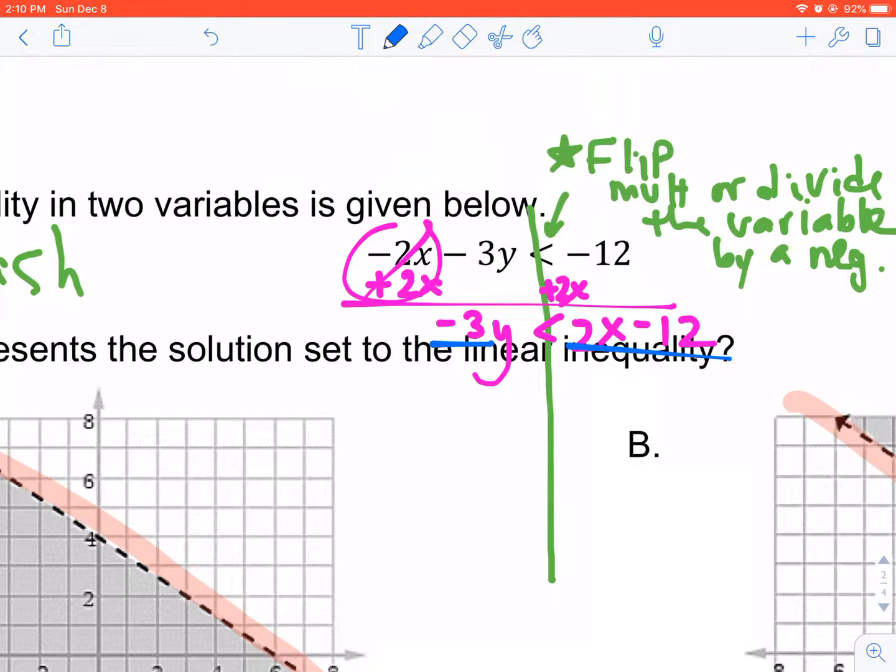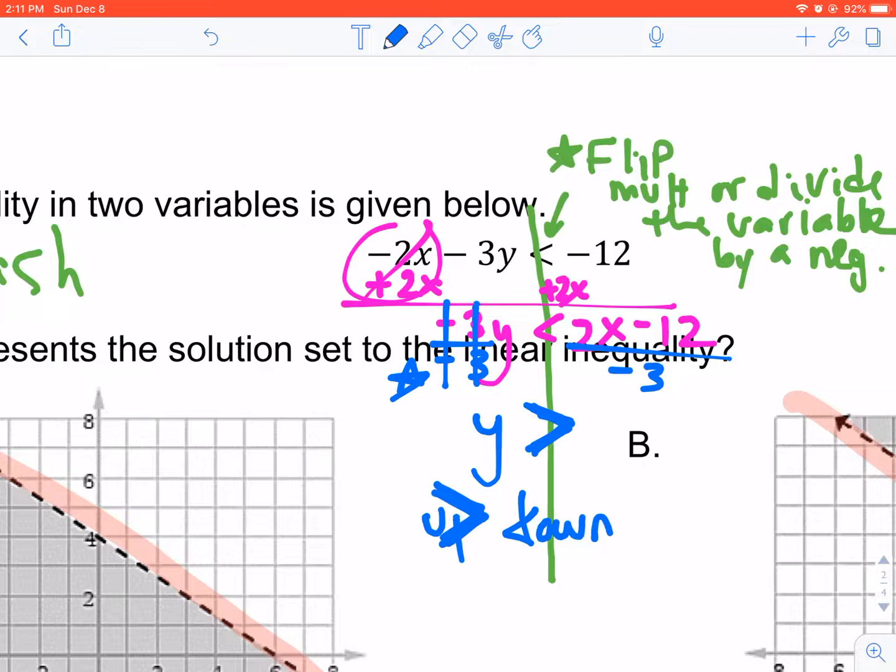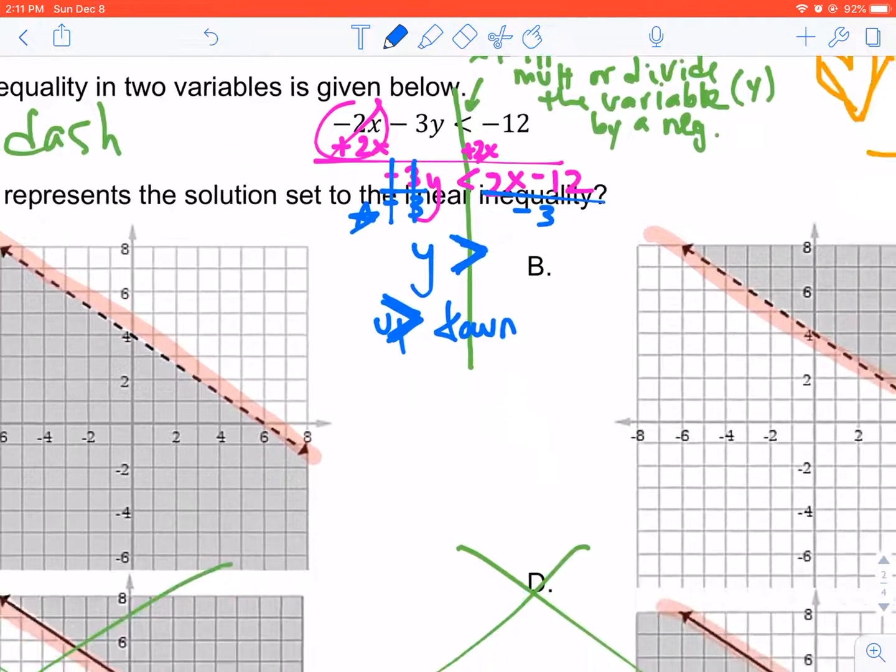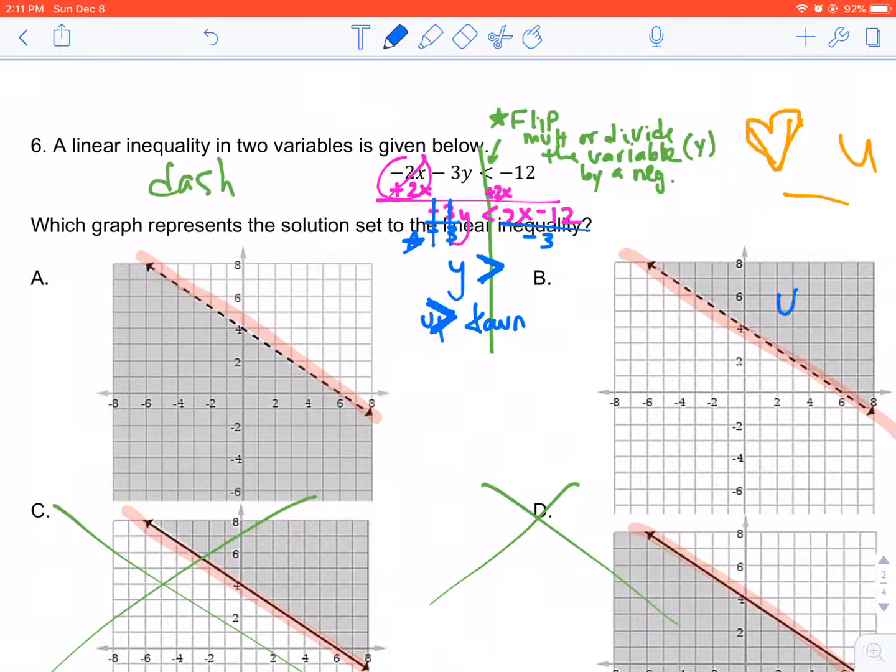Now we're going to divide both sides by negative 3. And when you divide by a negative, you have to flip the inequality around. So this one, again, are we shading up or are we shading down? What does that one look like? That one matches up. So now that y is by itself on the left, you can see that you'll be shading up. So B is correct.